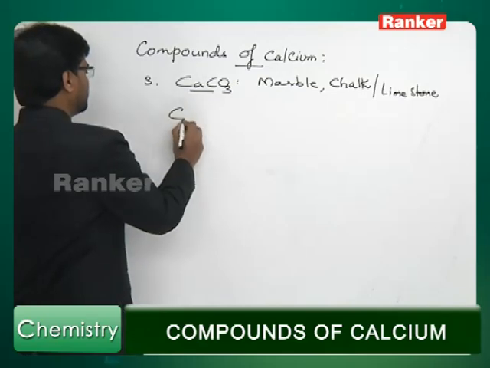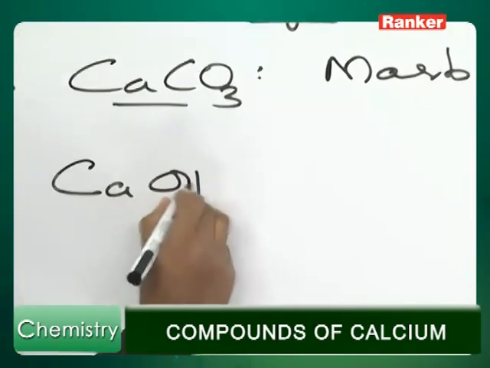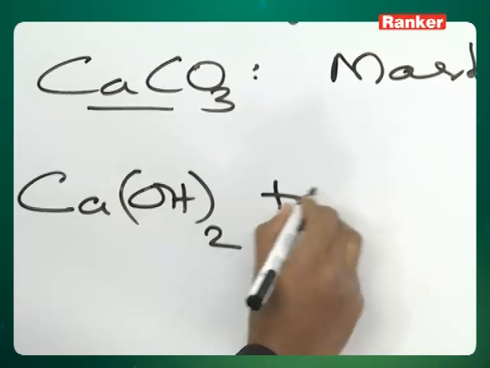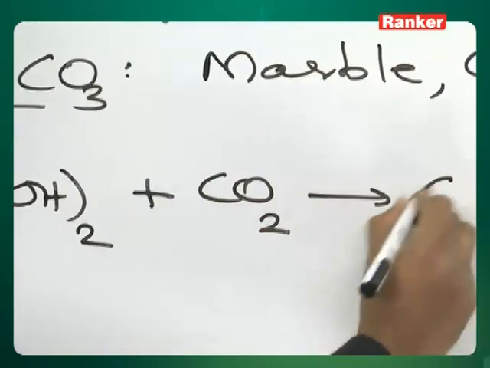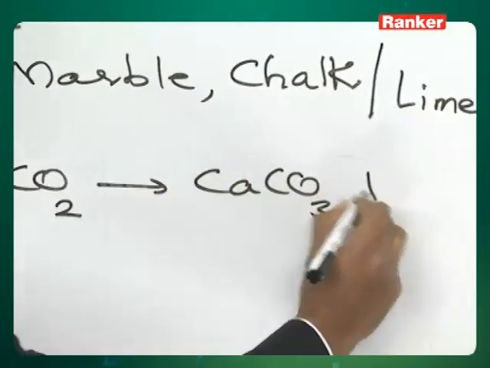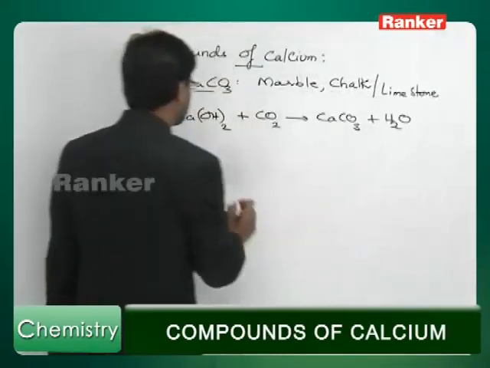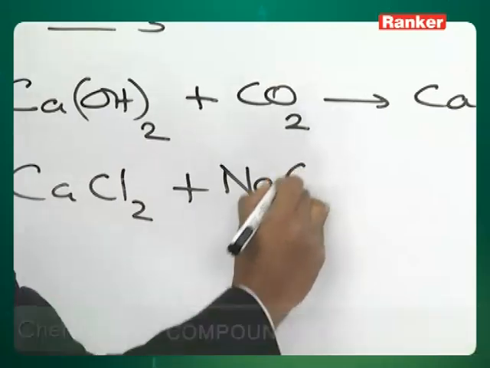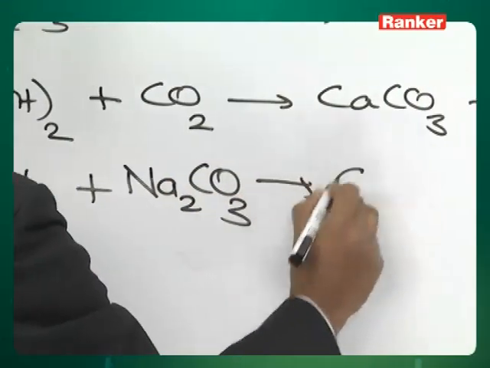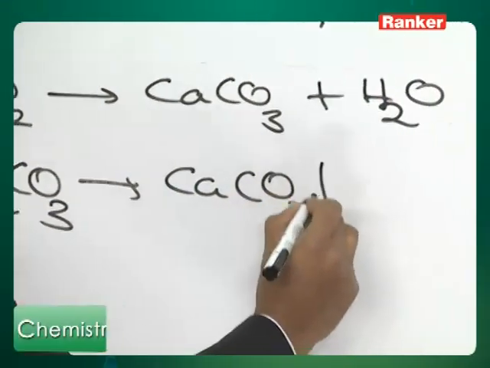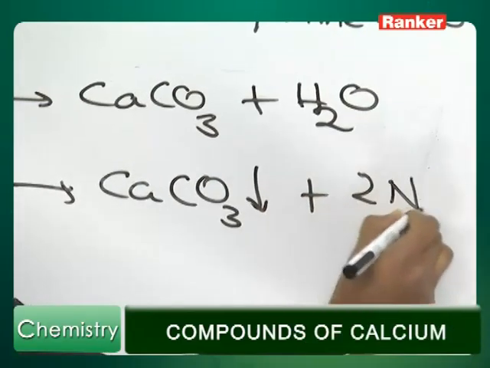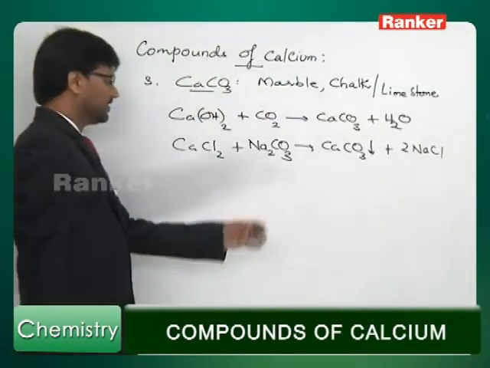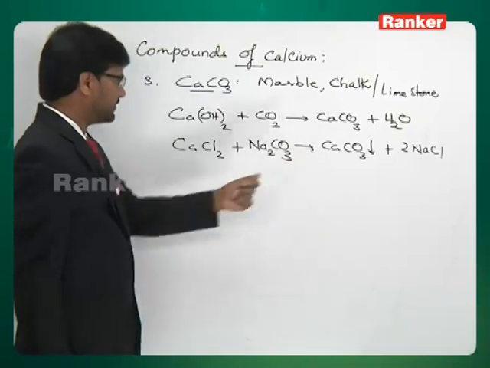It can also be obtained like this. If you react calcium hydroxide, that is slaked lime, with carbon dioxide, you can get calcium carbonate. This is one way of getting calcium carbonate. Of course, you get water molecules. Apart from this, if you react calcium chloride with sodium carbonate, precipitation of calcium carbonate takes place, CaCO3 plus 2NaCl. This is a laboratory method of preparation of calcium carbonate.